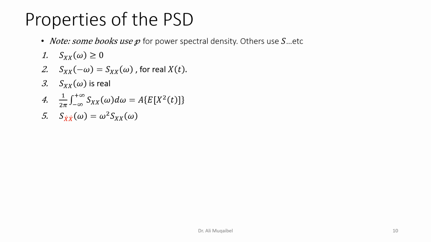Why? Remember that in the power we have a square, we are multiplying x by x basically, and differentiation in frequency is multiplying by j omega. So scaling by j omega and taking the absolute value gives you omega squared. So if somebody gives you a random process and you have the power spectral density, and now we ask what is the power spectral density of the derivative, then it's just the same multiplied by omega squared.